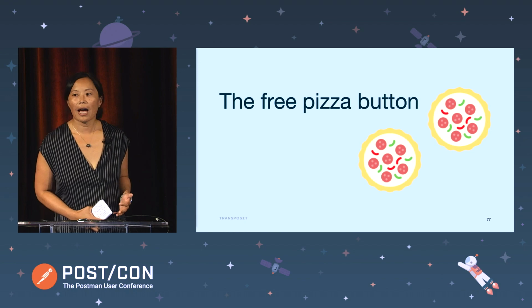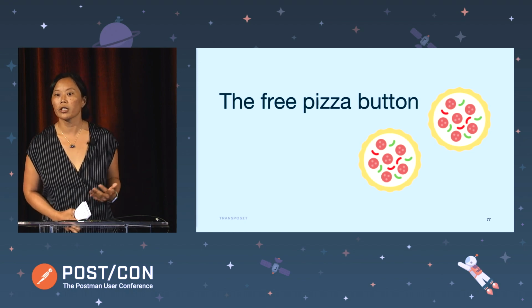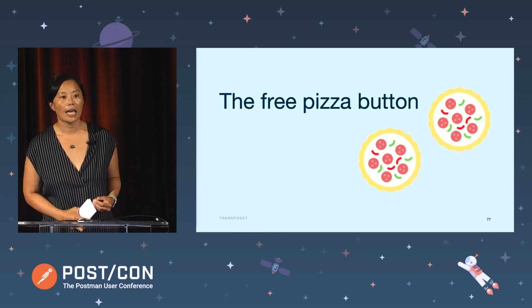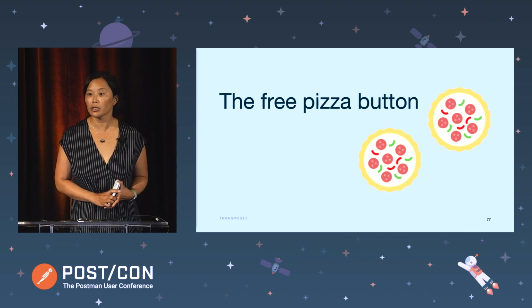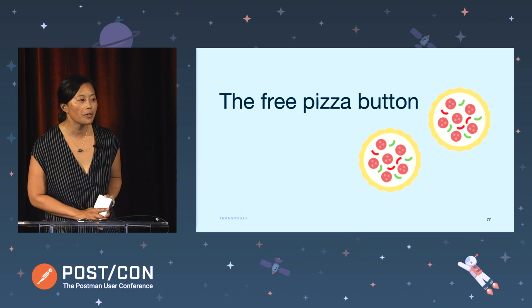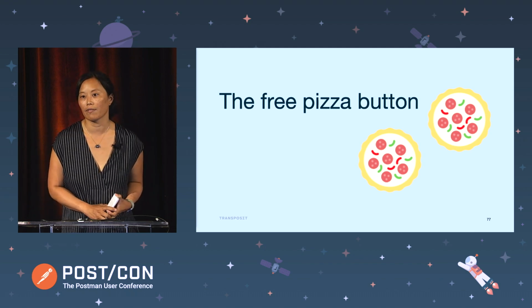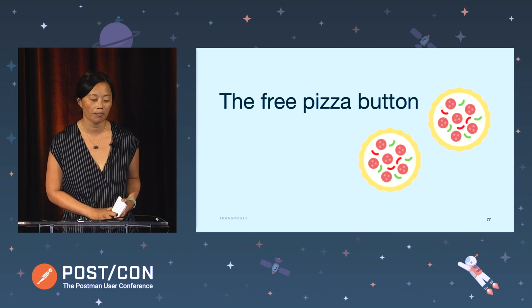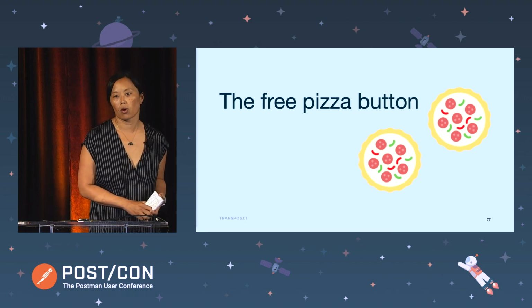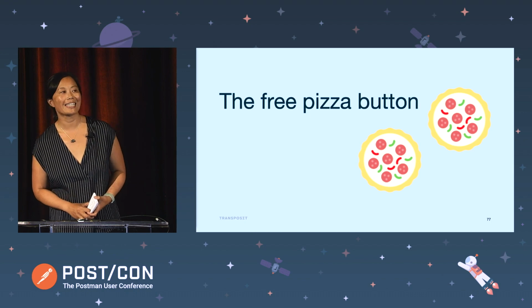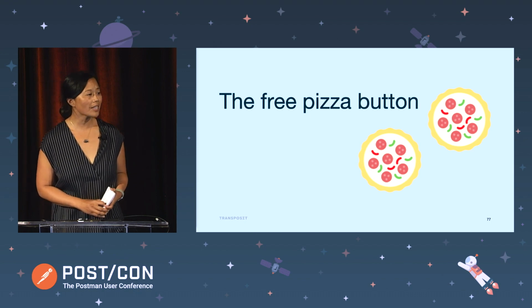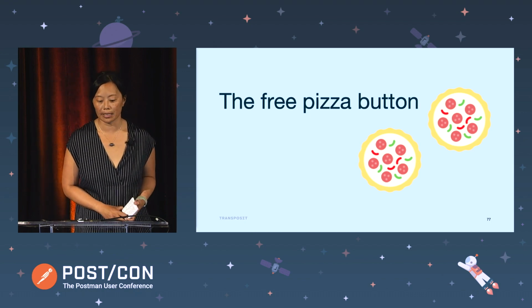So now that we have some understanding of what human-in-the-loop automation is and some of the reasons we might like to use it, I'd like to walk through a few different patterns for what this kind of automation and workflow look like. The most basic form is letting the human act as a trigger. I like to think of this as the free pizza button.